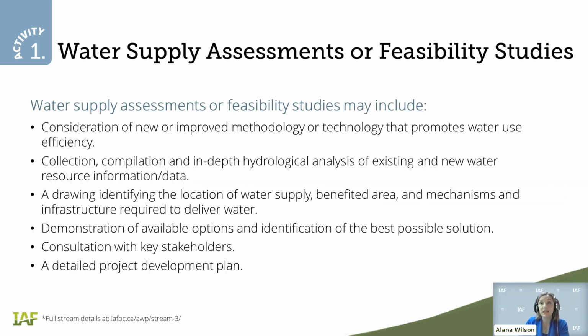Assessments and studies funded under Stream 1 must meet several eligibility requirements. A list with reduced detail is shown here. In general, these assessments should provide long-term solutions to the anticipated water supply risks, an analysis of water resource data to inform potential infrastructure projects, a drawing of the area with important locations such as water supply noted, a cost-benefit analysis showing available options, a stakeholder consultation, and a detailed implementation plan.